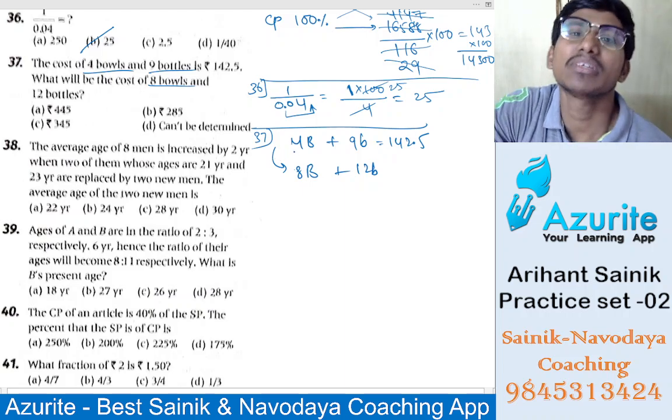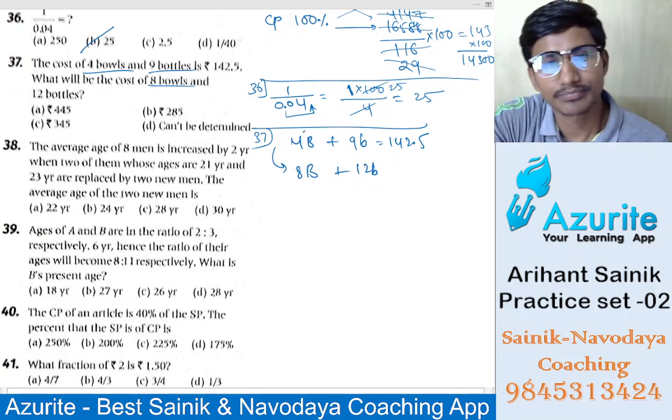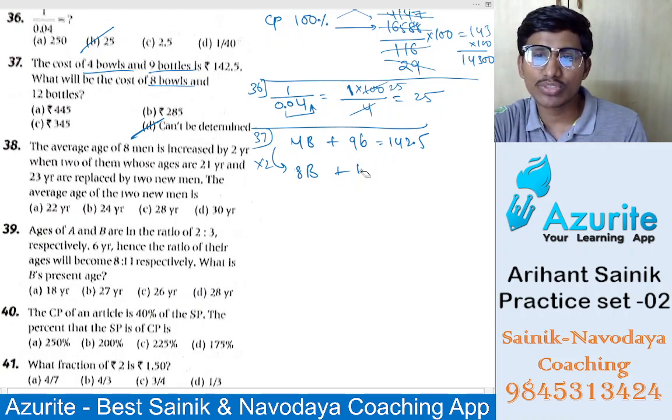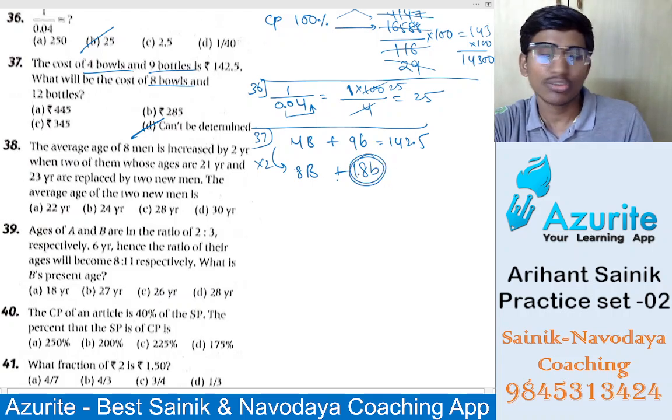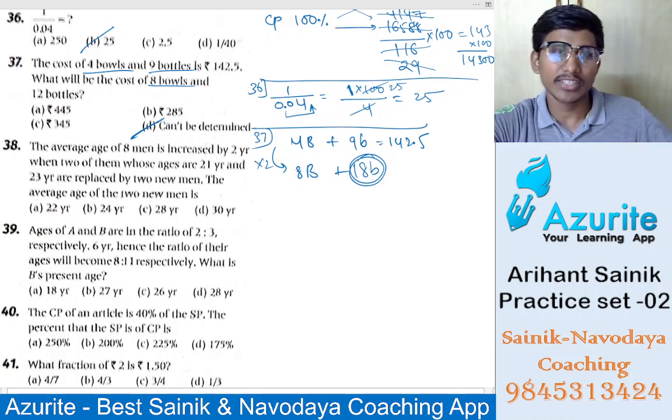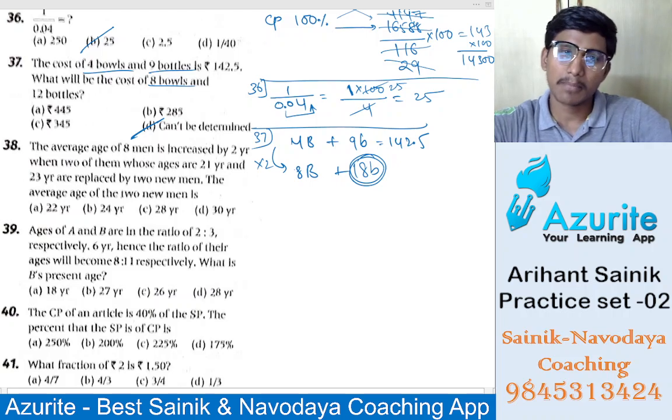That is not possible actually. We cannot find it. Option D, sir, can't be determined. Because if you multiply with 2, you will get 4 to the 8, 9 to the 18. Yes sir, we can find it for 18 but not for 12. So it can't be determined. Understood? Yes sir.